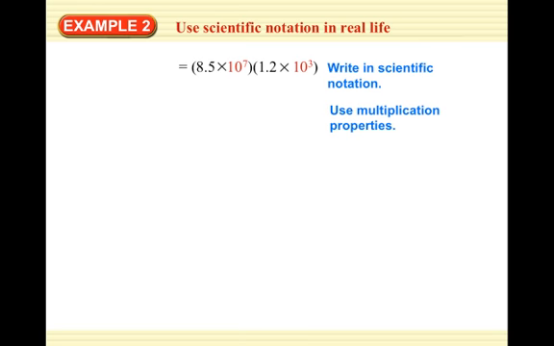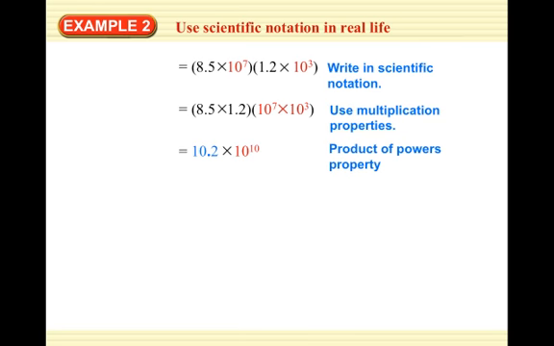So now we are going to use multiplication properties to multiply the 8.5 times the 1.2, and then we're going to multiply the 10 to the 7th times 10 to the 3rd. 8.5 times 1.2 is 10.2. 10 to the 7th times 10 to the 3rd, that would be 10 to the 7 plus 3, and so we would have 10 to the 10th.